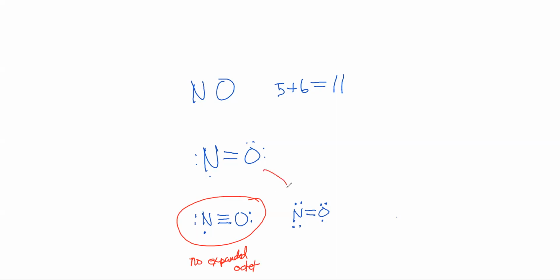Between these two, one way for us to tell this is to look at our formal charges. So our nitrogen's formal charge is 5 minus 1/2 of 4 bonding electrons minus 3 non-bonding electrons, and so it has a charge of 0. Our oxygen is 6 minus 1/2 of 4 bonding electrons minus 4 unbonded electrons to give us a charge of 0.